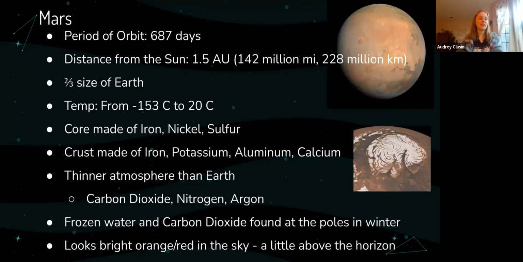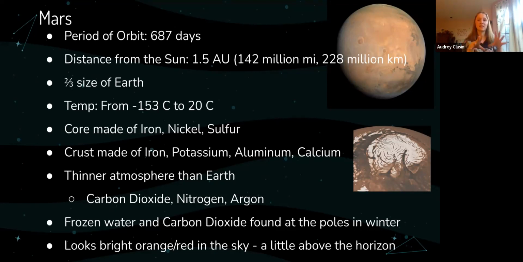Mars's core is iron, nickel, and sulfur. The crust is made of iron, potassium, aluminum, and calcium. Mars has a thinner atmosphere than Earth does. It's made of carbon dioxide, nitrogen, and argon.